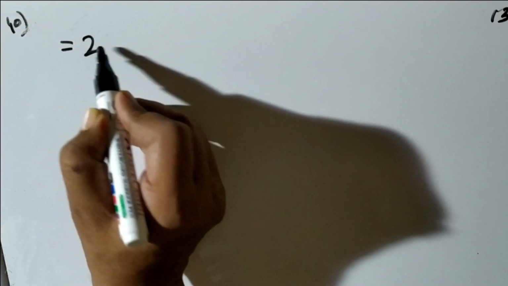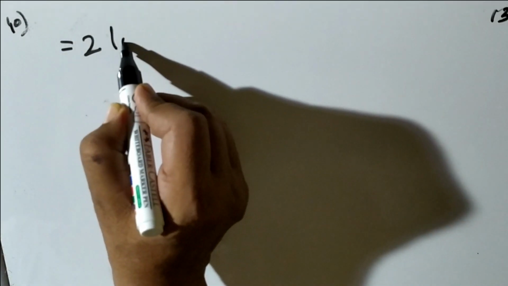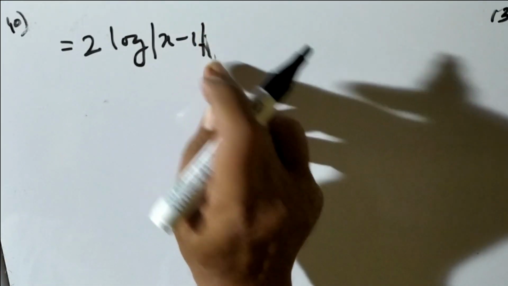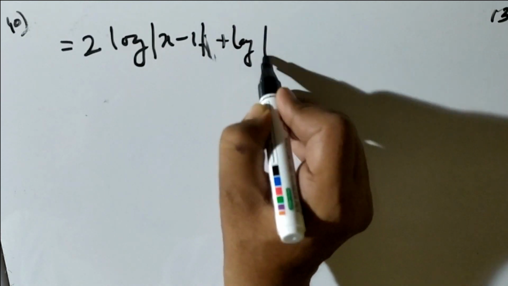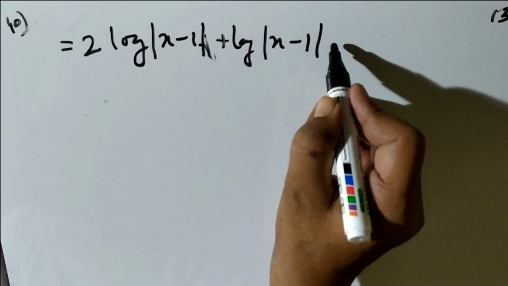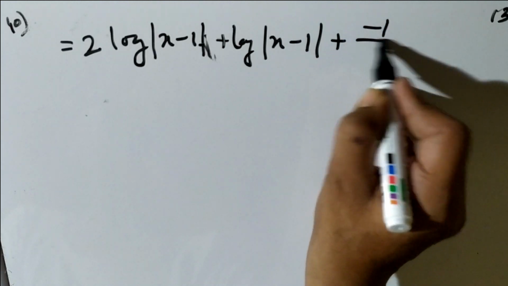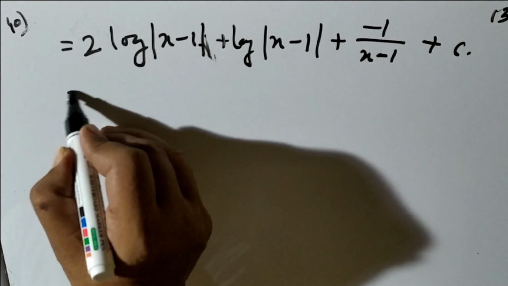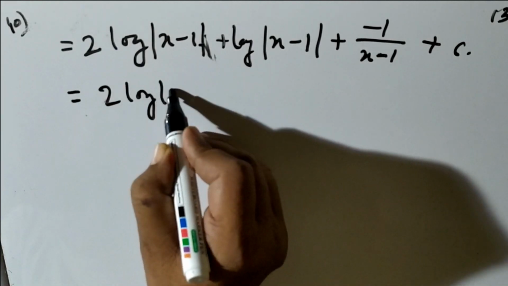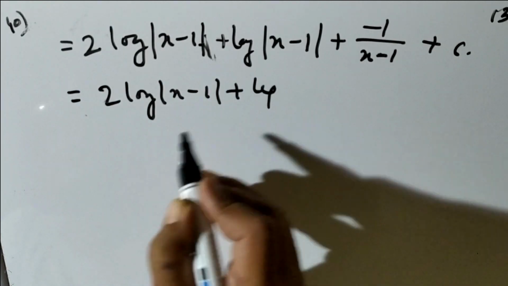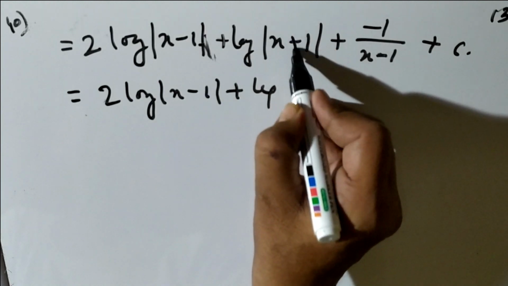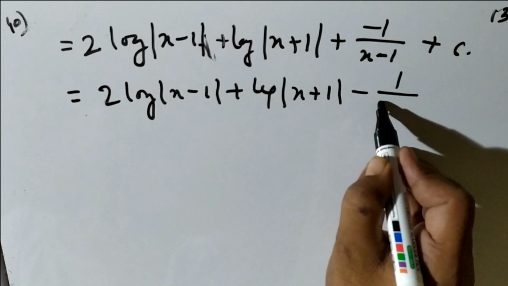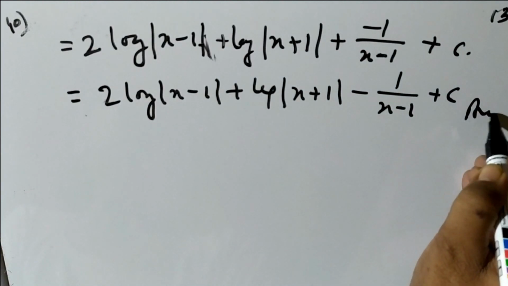This is equal to 2 by x minus 1, integration is 2 log mod x minus 1, plus log mod x plus 1, plus minus 1 by x plus 1, plus c. This is equal to 2 log mod x minus 1 plus log mod x plus 1 minus 1 by x plus 1 plus c. This is the answer.